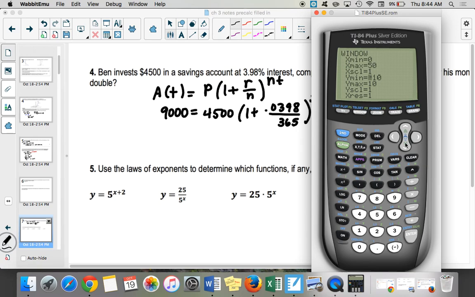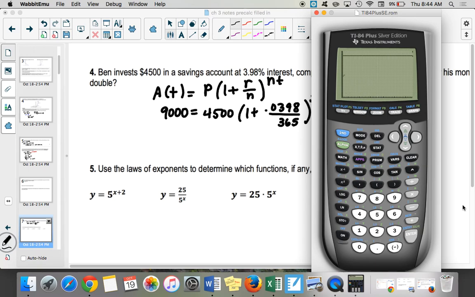But then our y's, do you see how the first y1 that we had was 9,000? We need to go up real high. So I would go up to 10,000 for my y's. So I would do 0 to 10,000. So these are just graphing calculator skills. Do you guys understand what I'm doing?